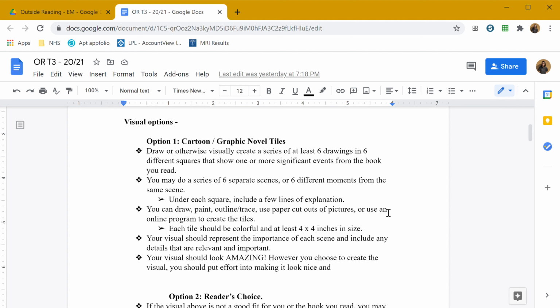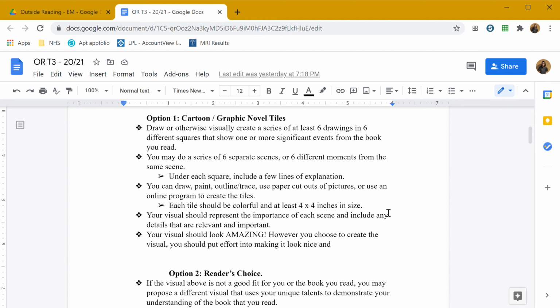In terms of how you make the visual, you could draw it, you could paint it, you could outline and trace different drawings that you see online. You could use paper cutouts of pictures, or create silhouettes and borders or objects from cutting out paper, or you could use an online program to create the tiles. There's a ton of different ways for you to do this.